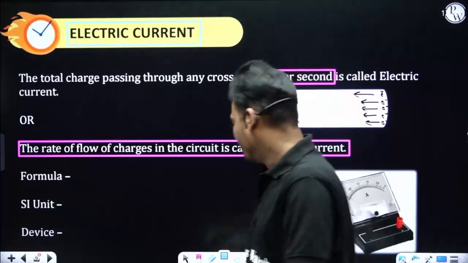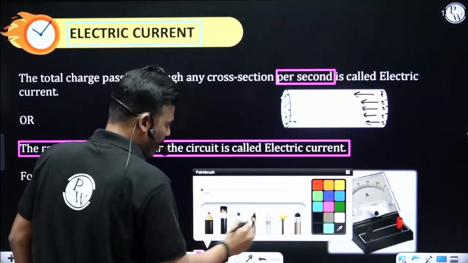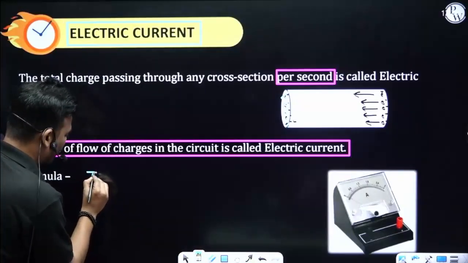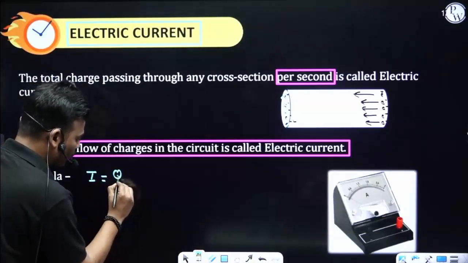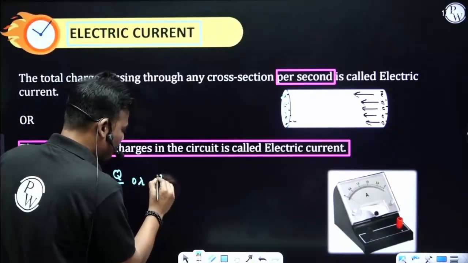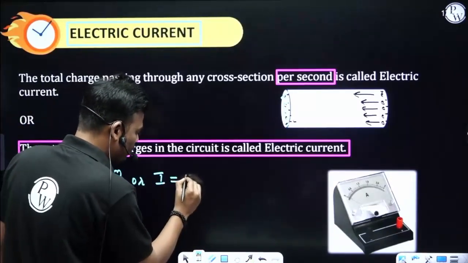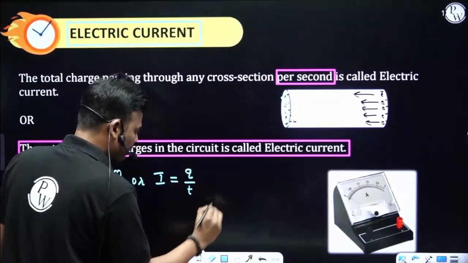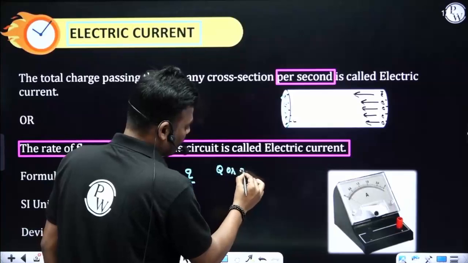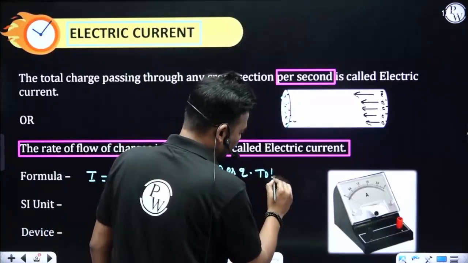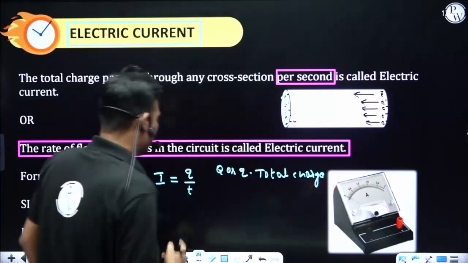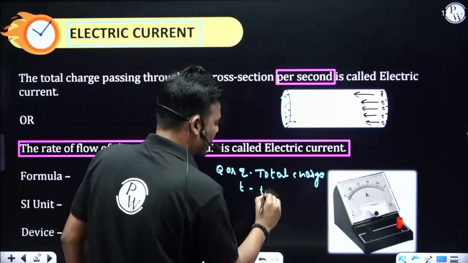Okay. Now, by the definition, we know that electric current means a mathematical formula, I equals Q divided by T. Or else, sometimes you can consider I equals small letter q divided by T. So this Q indicates a total charge. Okay. So total charge. And what about the T? T means it is the time.